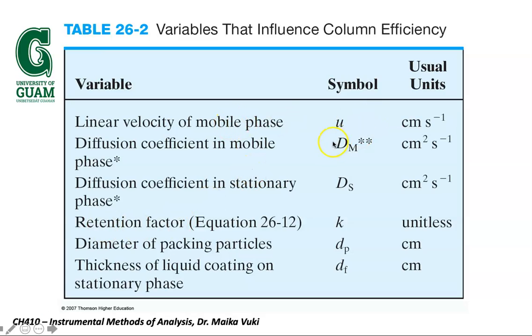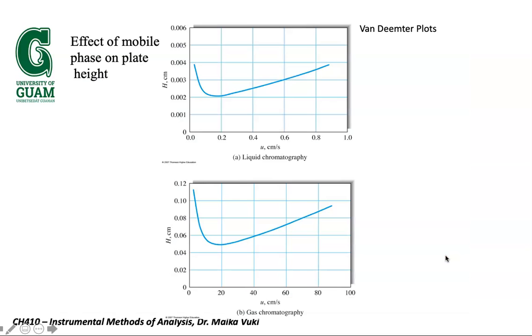We'll come to some of these terms a little bit more in detail, so let me just highlight a few of the symbols here. The linear velocity is U, and the unit is centimeter per second. Diffusion coefficient of the mobile phase is dm. Diffusion coefficient of the stationary phase is ds. Retention factor is k, no unit. Diameter of packing particles is dp. And the thickness of liquid coating is df. So these are the various parameters we'll be looking at when we come to some discussions here.